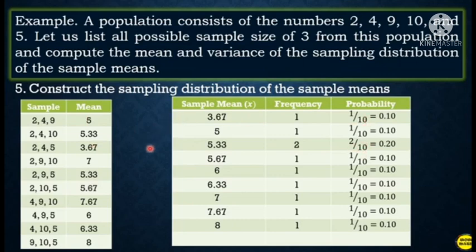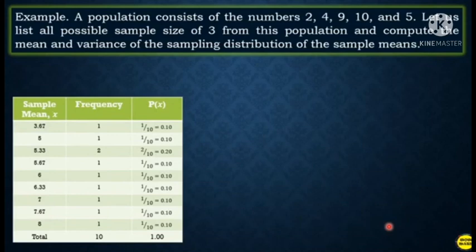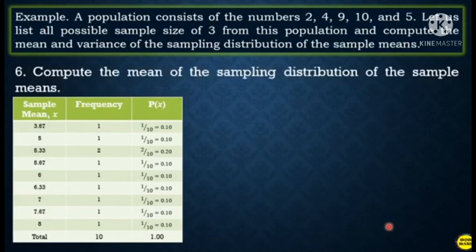And then, kapag chinek natin, kapag inadd natin yung frequency natin, dapat 10 yan. And then, kapag inadd natin to, yung total ng probability natin, that is equal to 1 dapat. Okay? So, yung step number 5. Next is step number 6. Iko-compute natin yung mean of the sampling distribution of sample means.